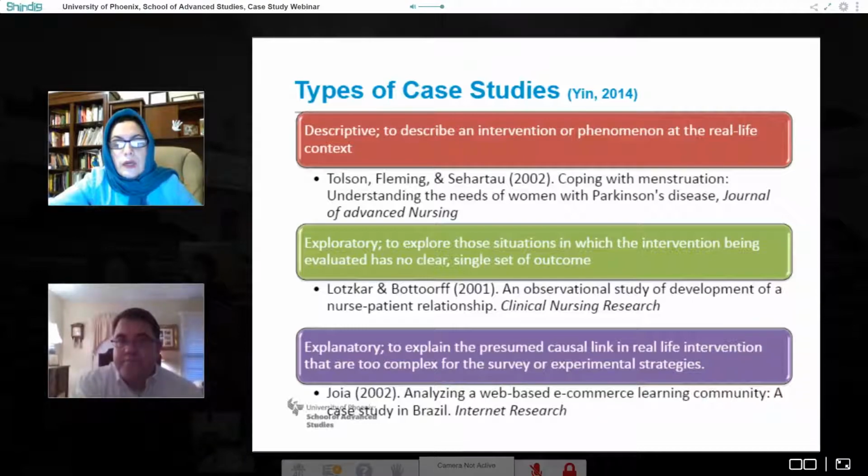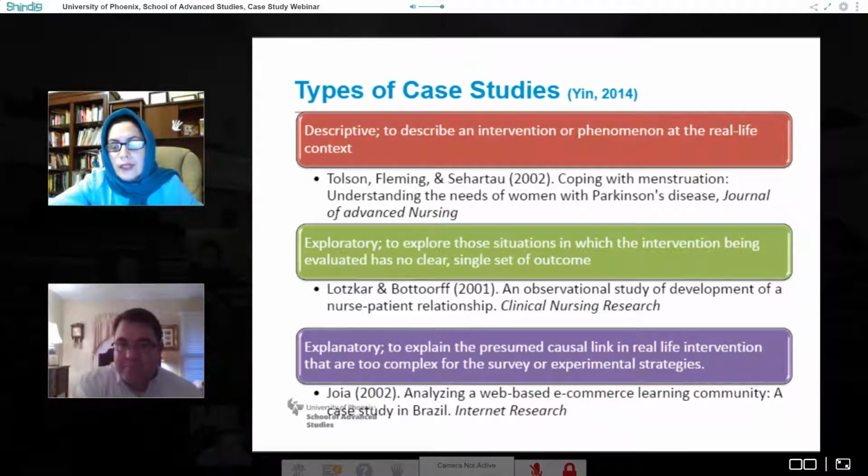And then the next one is explanatory. Basically, the researcher tries to explain some sort of causal relationship, the intervention, in a real context. So it's not a clear-cut cause and effect like we have in experimental. Keep in mind, it's just some sort of presumed causal link.